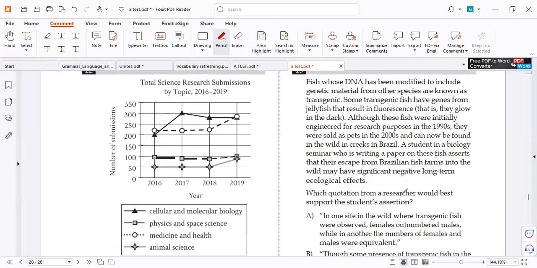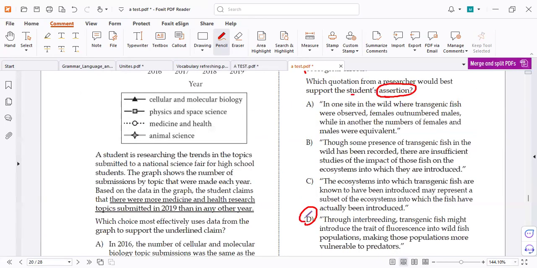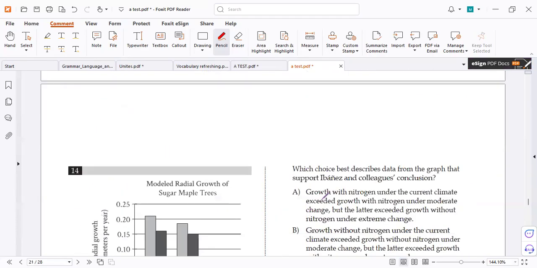We need a quotation from the researchers that would best support the assertion. Find the assertion. What is the assertion here? And then find something to prove it. It's like a main idea. If you find the assertion, you can find the answer. And this is about the students. Look, a student in a biology seminar who is writing a paper on these fish asserts. So we need something related to these points only. Imagine. And this is supported by letter D. But anyway, you can revise. And the next time, inshallah, we'll correct the rest of the test plus the new test.